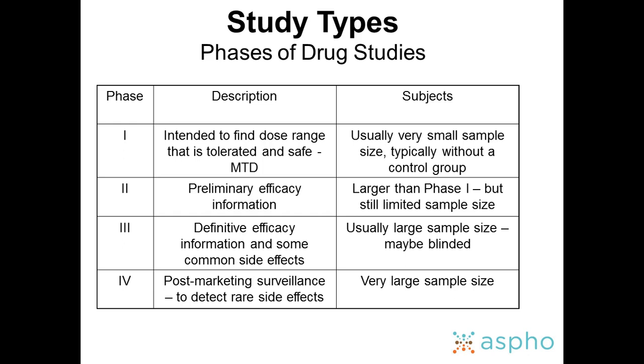Phase 2 trials identify preliminary efficacy information, so is there enough interest to move on to a Phase 3 trial? Phase 3 trials are definitive efficacy studies and allow us to detect some common side effects. However, rare side effects can only be detected with Phase 4 studies or post-marketing studies.